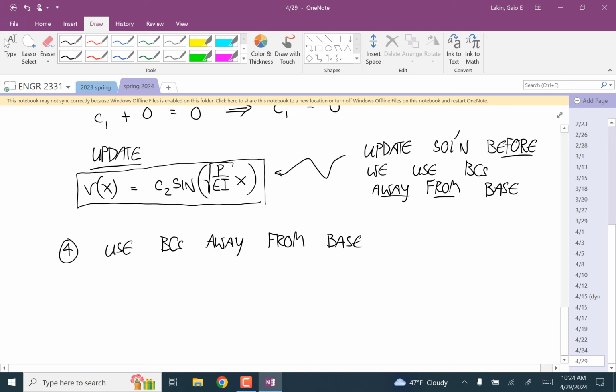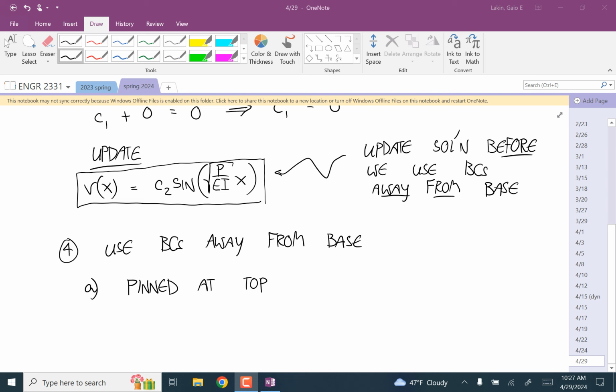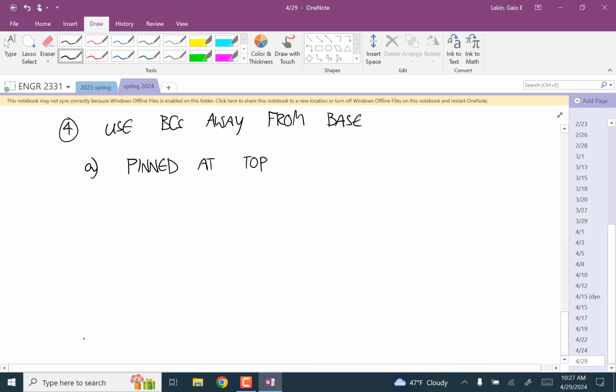So let's start with first, we're going to assume that it's pinned at the top. Okay, so think about what's required for that to hold and see if you can come up with the critical P value for pinned at the top.